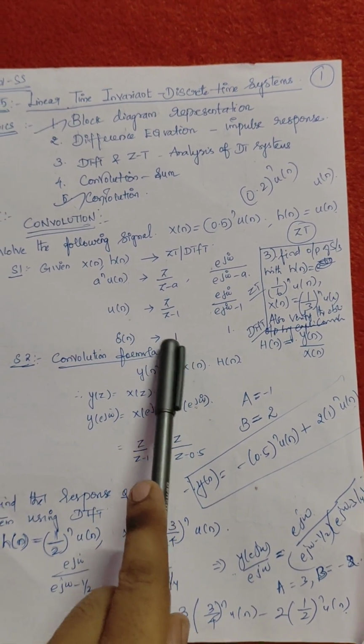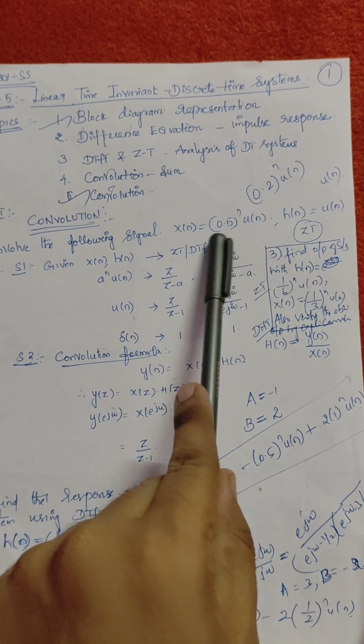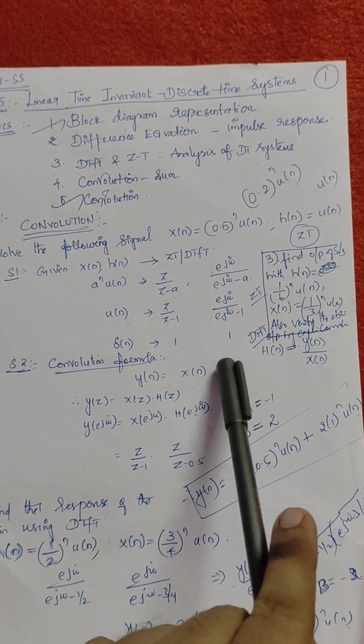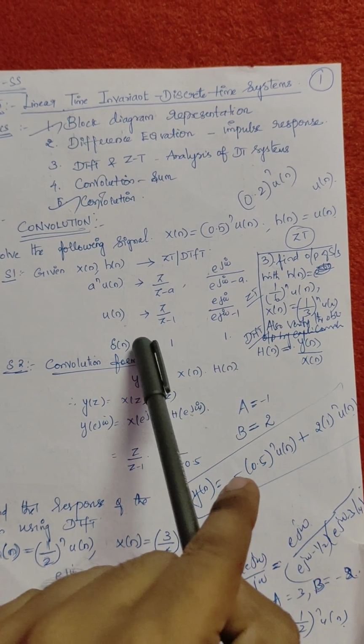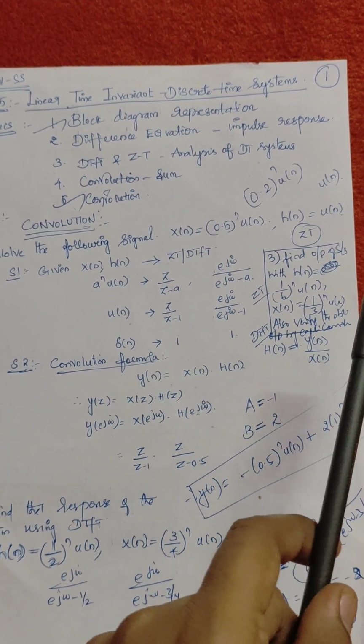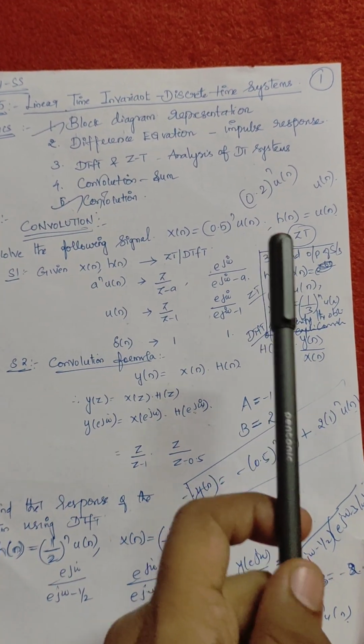1. Okay. The same as the Z transform, you need to write in the Fourier transform: e power j omega by e power j omega minus a; e power j omega divided by e power j omega minus 1; del of n is 1. So in the Z transform it is Z, in the Fourier transform it is e power j omega. This is the relation between both.